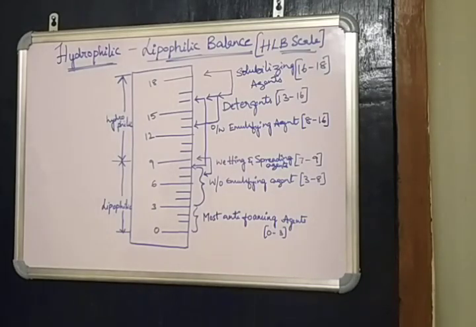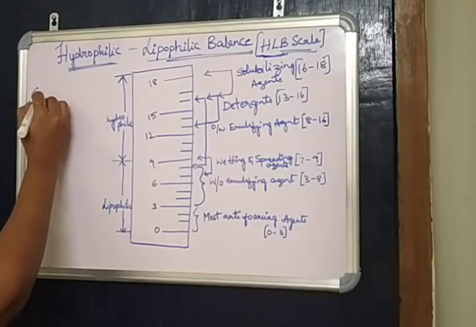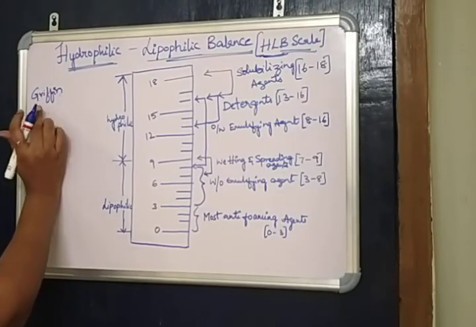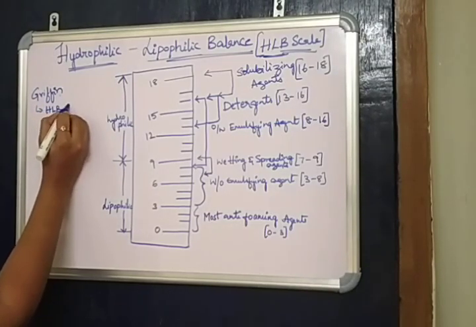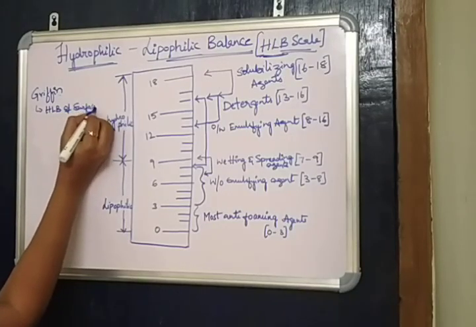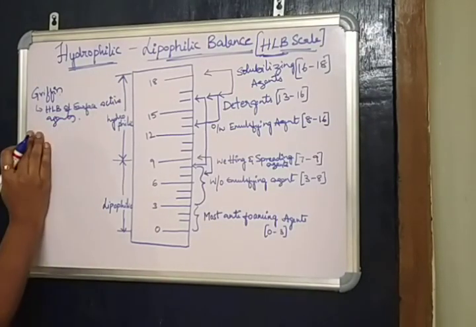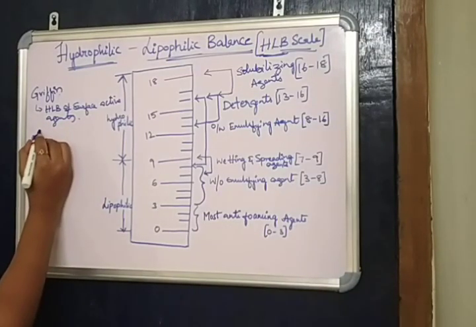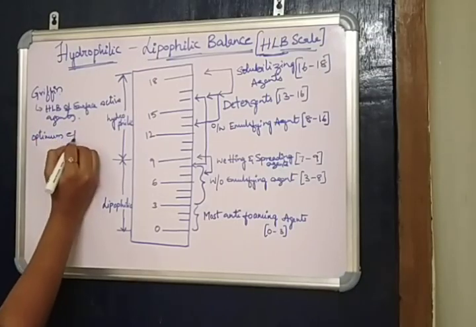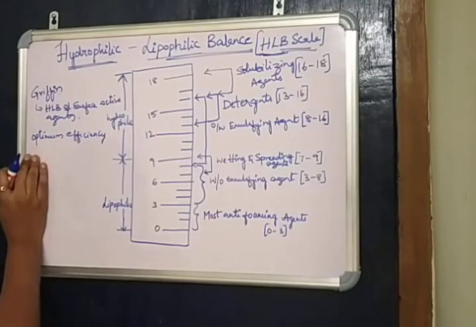In this session, the HLB scale, in short form, stands for hydrophilic lipophilic balance. It is proposed by Griffin. It is an arbitrary scale to determine the HLB of surface active agents by this number system. We have to determine the optimum efficiency for each class of surfactants.